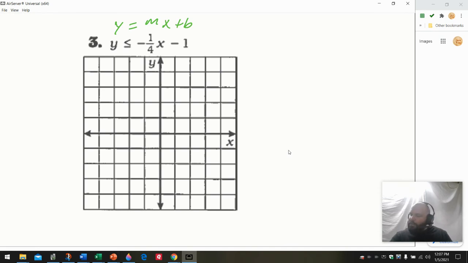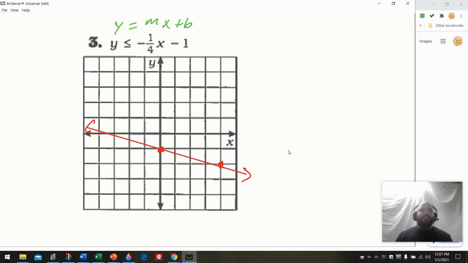So the origin is right in the center. We're going to go down 1 and put a dot. And then we're going to go down 1 over 4 like that and put another dot. So there's our 2 dots. I'm going to go ahead and draw my straight line. And you can see it goes like that. It is a solid line, as we said, because it's a less than or equal to.